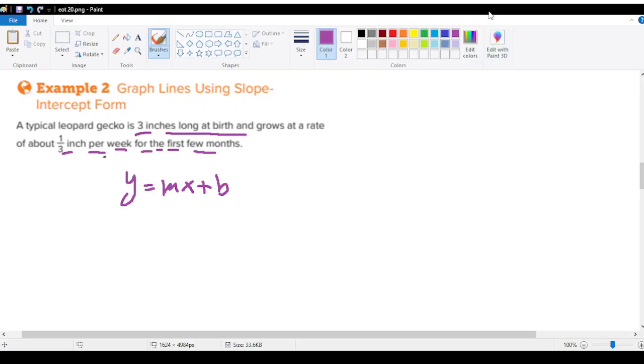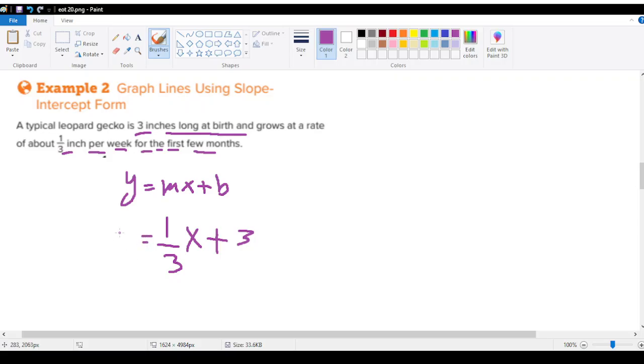So in this question, a typical leopard gecko is 3 inches long at birth and grows at a rate of about 1/3 inches per week for the first few months. So we need to write an equation and then we will graph it. How to write the equation? We should know what is the m and what is the value of b. We said m, which is the slope, usually comes with the word per or each or every or a. So per week 1/3. So 1/3 is the value of m. How about b? The initial or starting value at birth. How much at birth? 3.